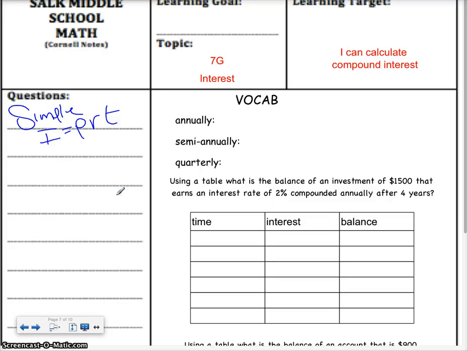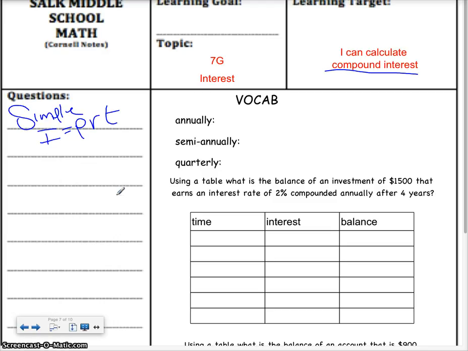What businesses and banks deal with is compound interest. That's what you can do today. So yesterday you could calculate simple interest. Today you can calculate compound. Compound is just like simple interest, just compounded a bunch of times.